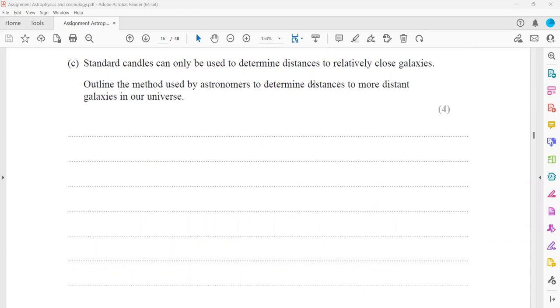The standard candle can only be used to determine the distances to relatively close galaxies. Outline the method used by astronomers to determine the distance to more distant galaxies in our universe. For galaxies which are close to us, we observe their stars and we can determine the distance by using a standard candle, considering the flux. But for galaxies which are far from us, we use the Doppler effect. We work out the Doppler shift, which is the change in wavelength over the original wavelength.